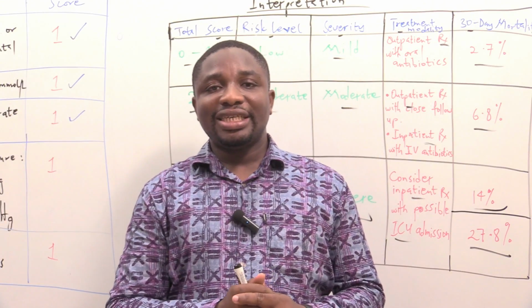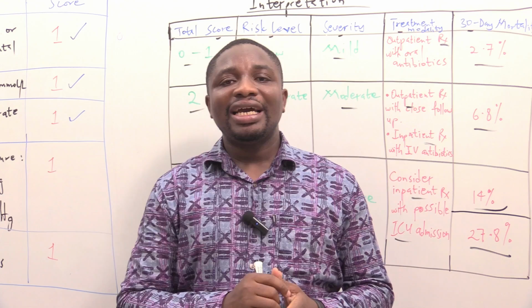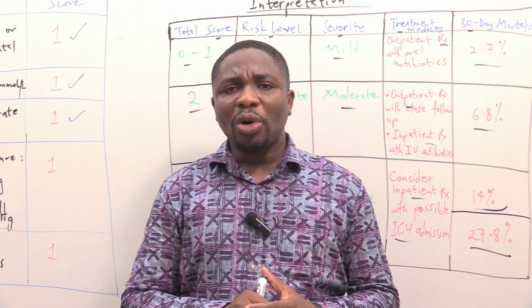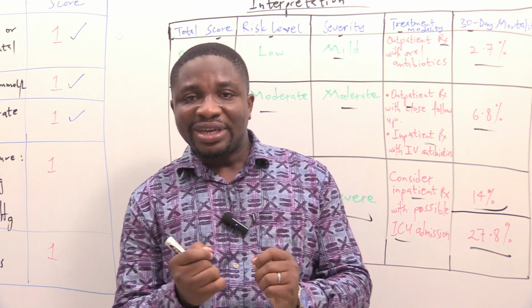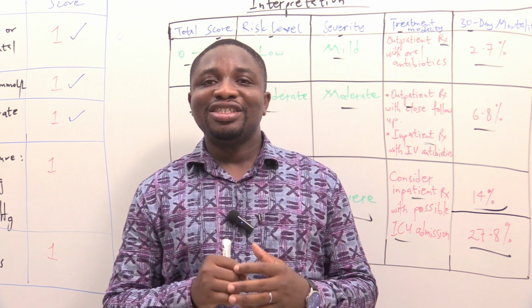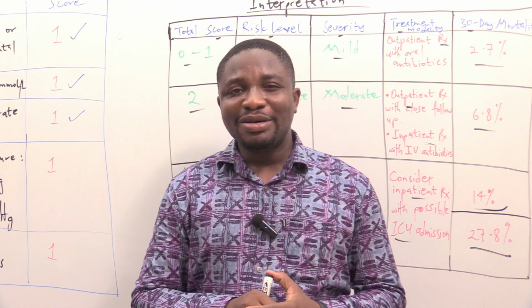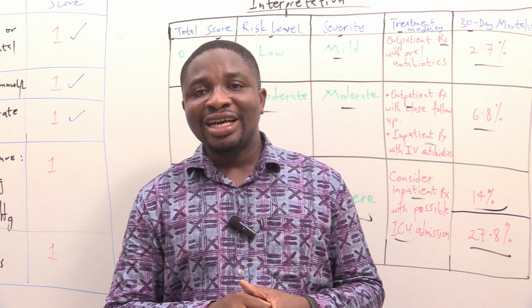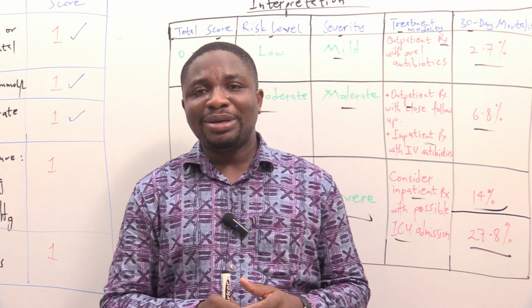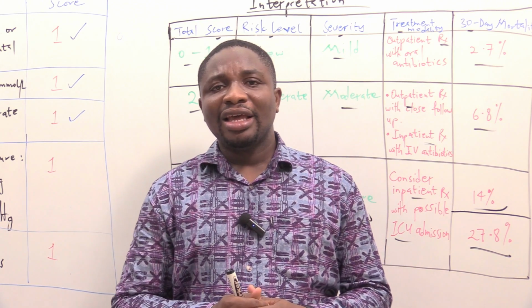With that being said, the CURB-65 score is a simple validated clinical scoring system used to determine the severity of community-acquired pneumonia, the treatment modality, and the mortality in patients with community-acquired pneumonia. I believe that we've learned something new today.